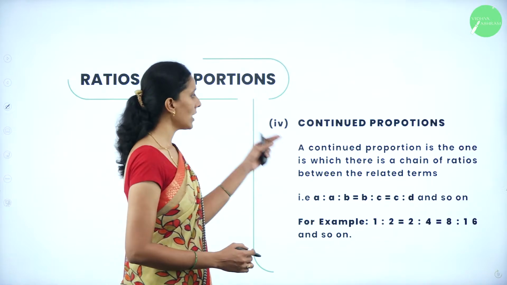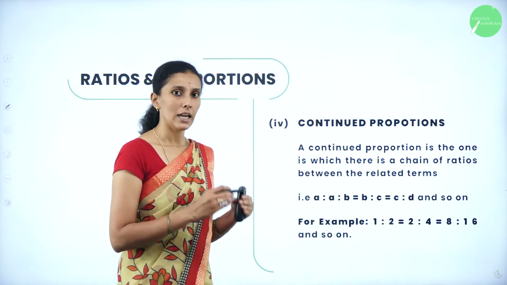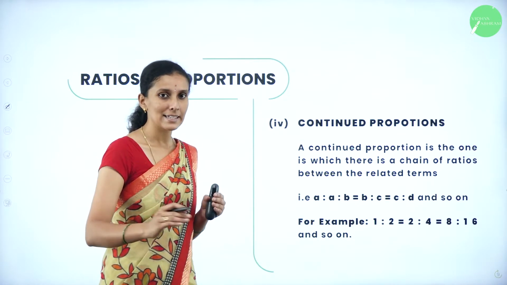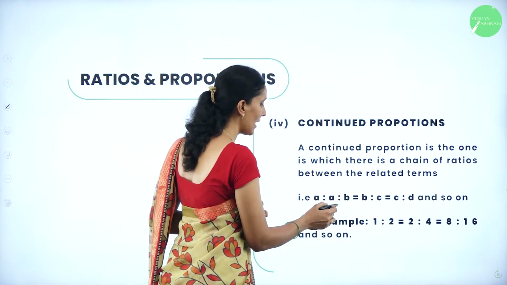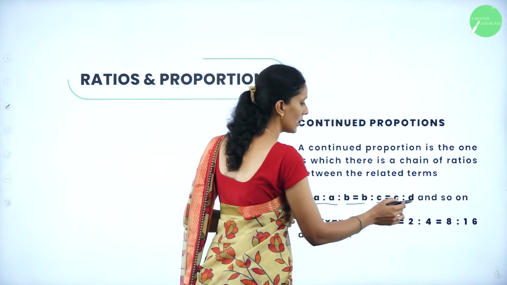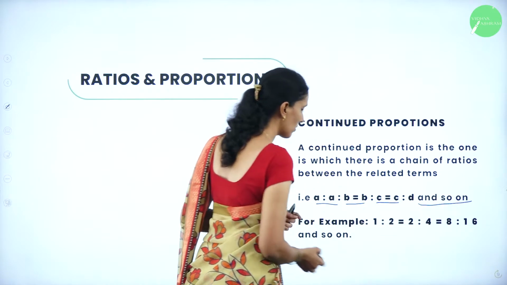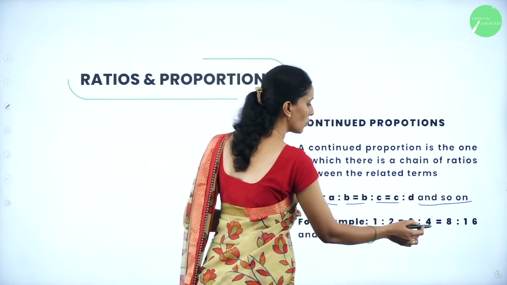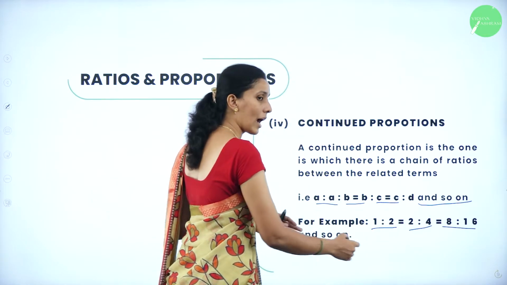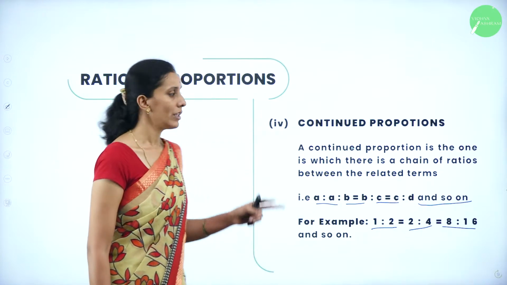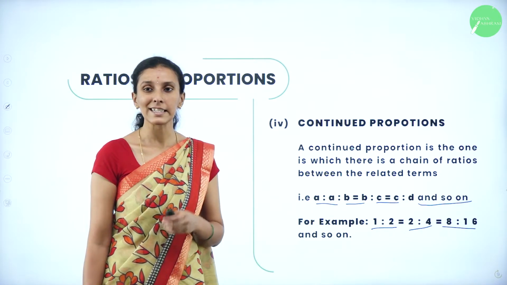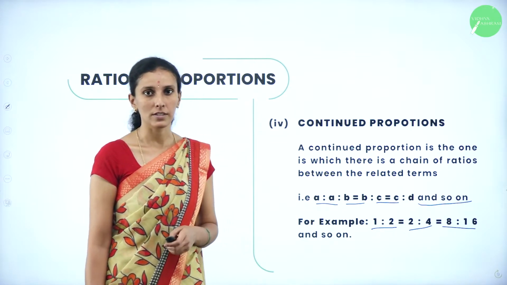Similarly, we have a continued proportion. Here, the number of ratios goes on exceeding. For example, you can see A is to B, B is to C, C is to D, and so on. Similarly, here you can see 1 is to 2, 2 is to 4, 8 is to 16, and we can write a few more ratios to make them equal. So these types of proportions are called continued proportions.